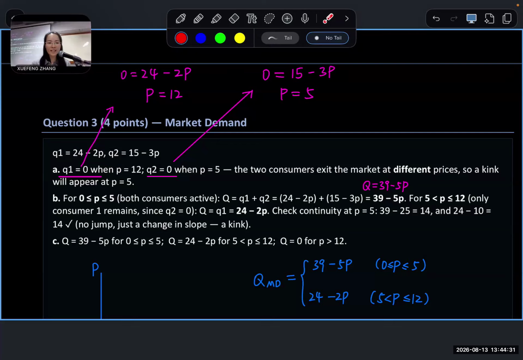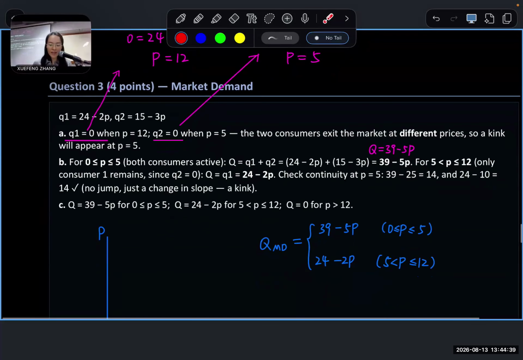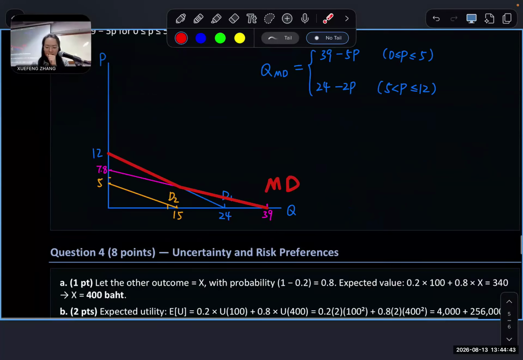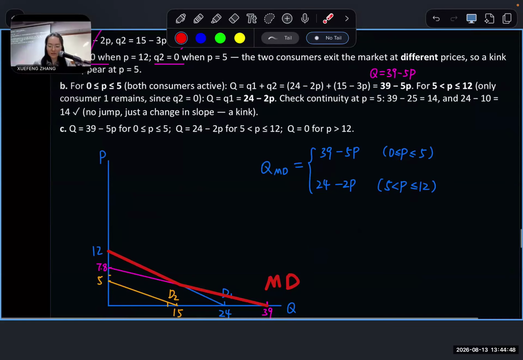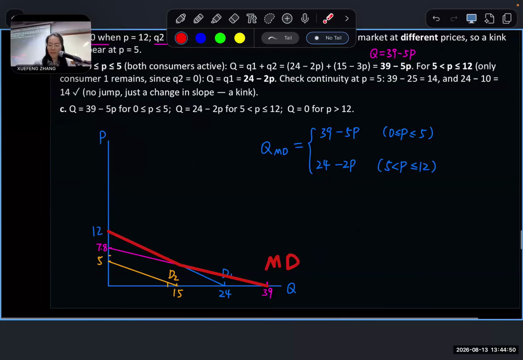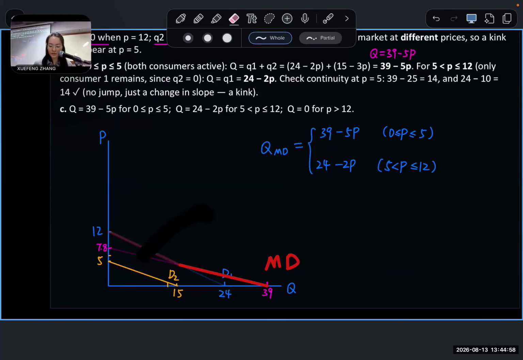All right, next one. Derive the market demand equation over the relevant price range. How to do that? So first of all, let me teach you how to draw the graph. Okay, how to draw the graph. X-axis, which is quantity, y-axis, which is P. How to draw this? Let me show you.